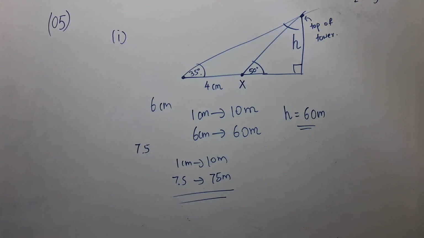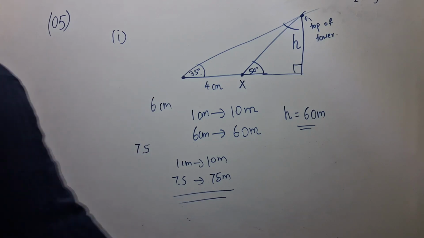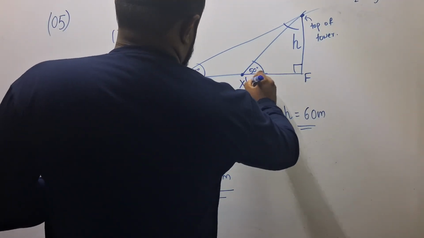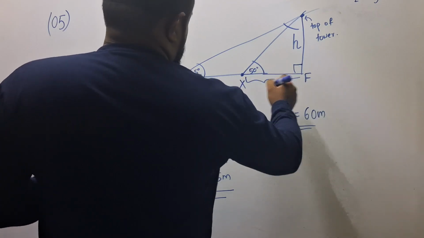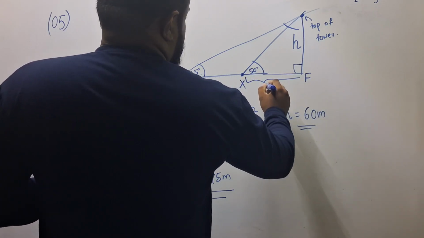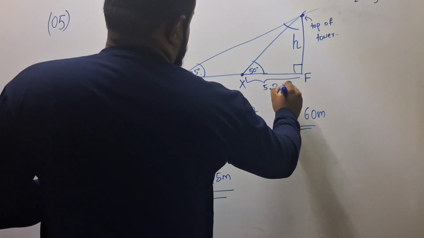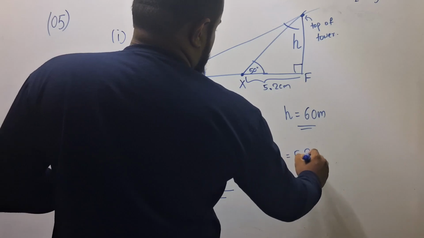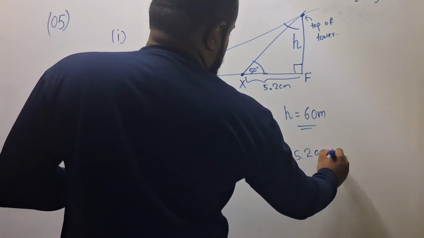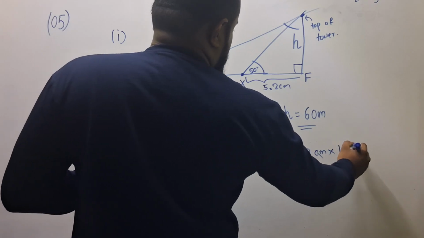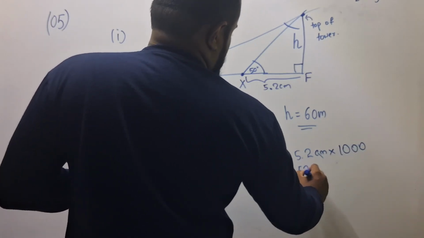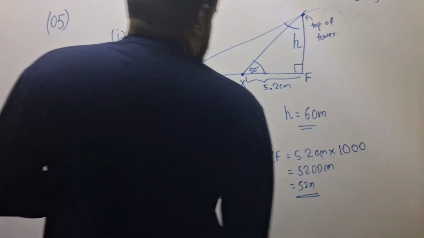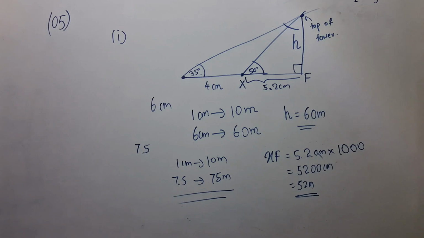Then they are also asking the distance from X to the foot of the post. There is another question also. You name it as F, foot. You measure the value. Let's think it's 5 centimeters or 5.2 centimeters. To find XF length, what we have to do? 5.2 centimeters multiplied by the scale. Scale is 1000. It gives you 5200 centimeters. That means 52 meters. Okay. Like that you can find the answers.